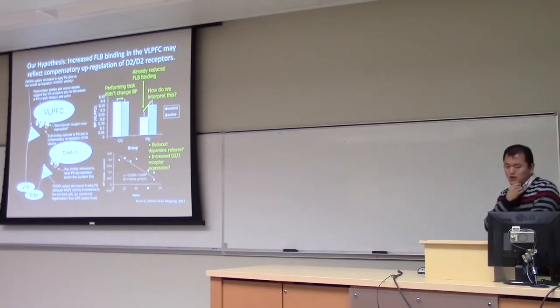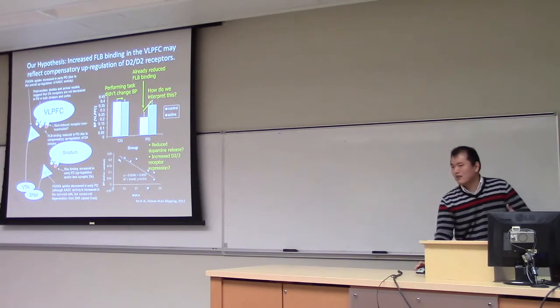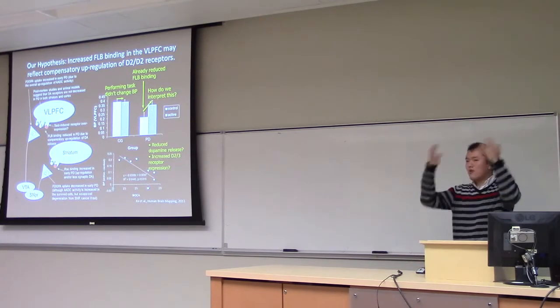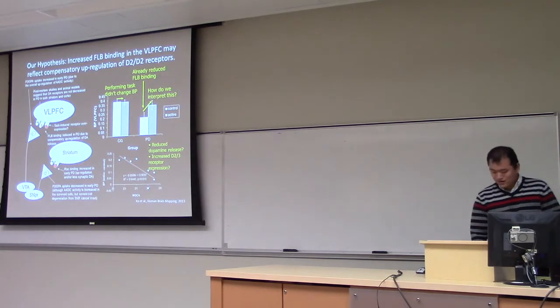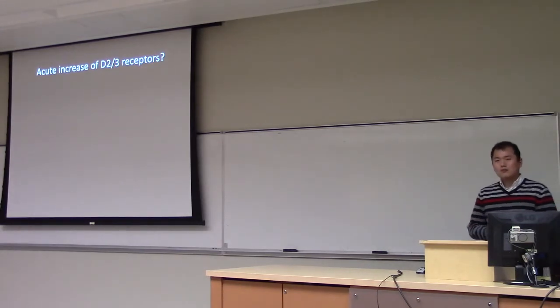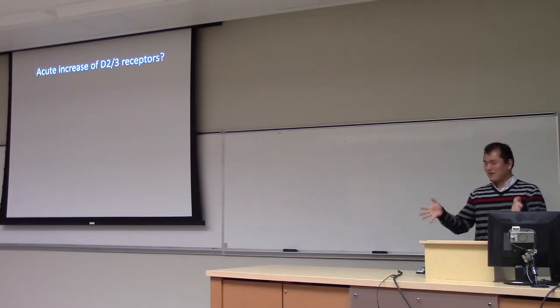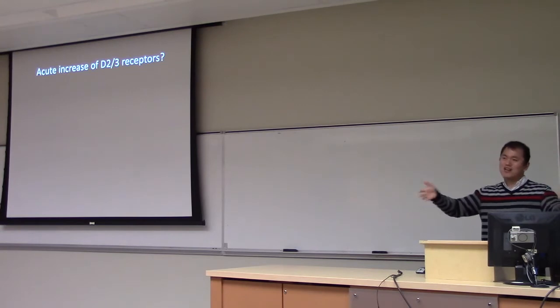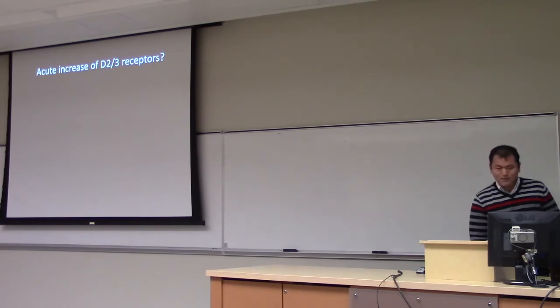And in fact, the increased FLB binding in these patients is actually correlated with the LOHA score. Which means that those patients who are impaired in terms of cognitive performance, they increase even more receptor expression as a compensatory mechanism. So then the next question is, is it really possible to acutely increase the dopamine D2 receptor expression? This FLB scan takes about 90 minutes. Is it really possible to upregulate the D2 receptor in that short period of time?